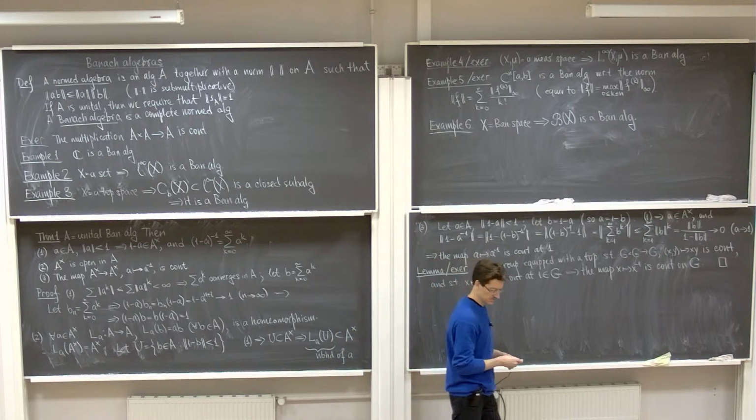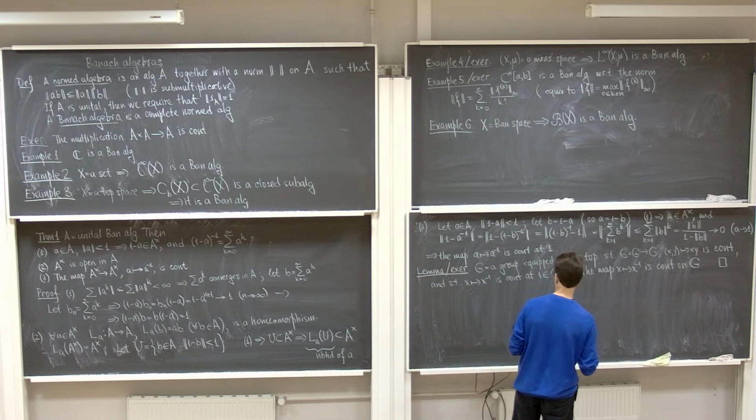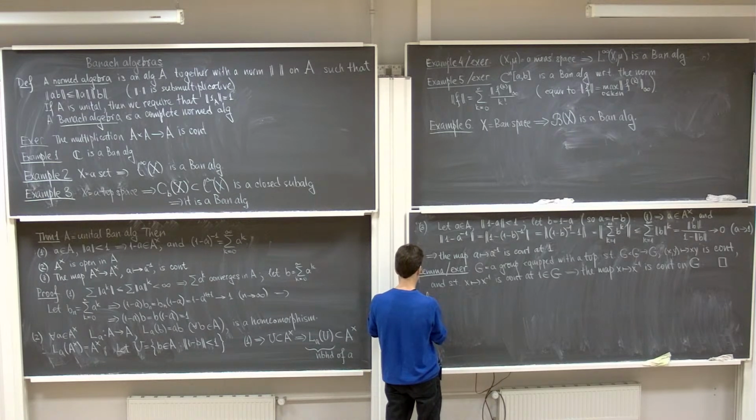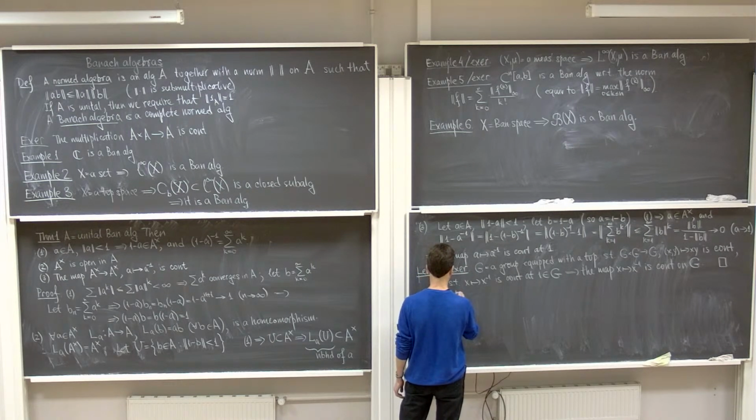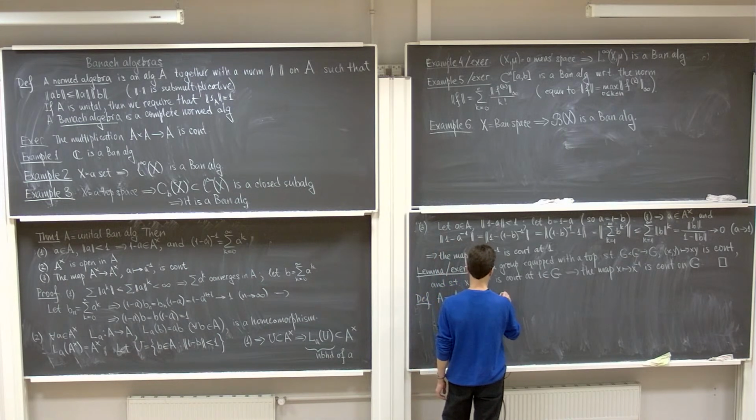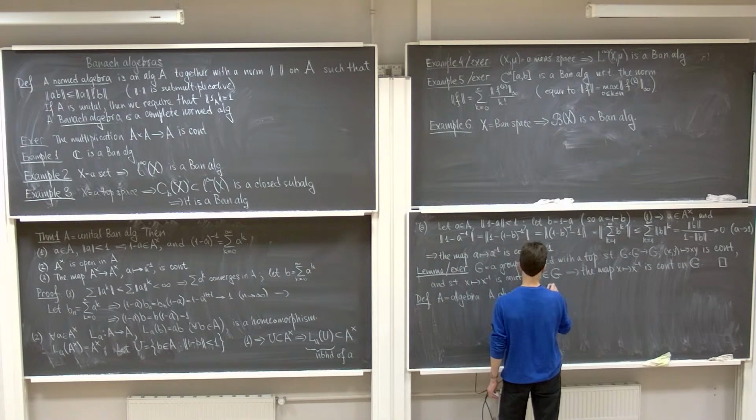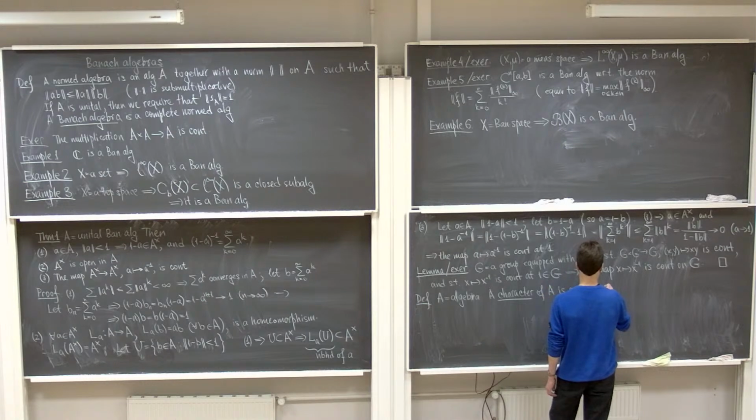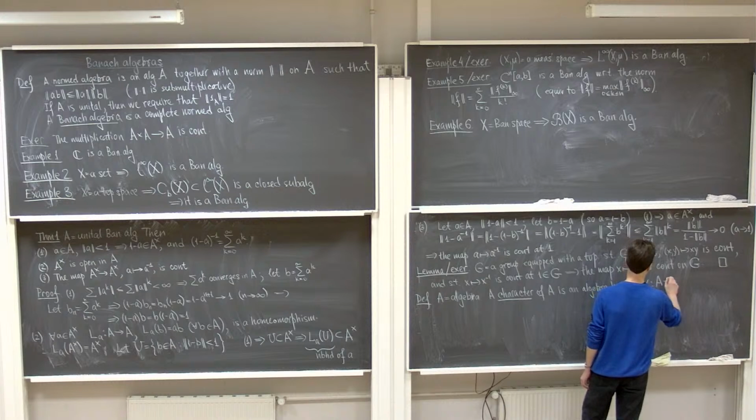Let's now apply this result. Well, first of all, we have a useful and nice corollary. First of all, let's give a definition. If A is any algebra, then a character of A is an algebra homomorphism, say chi from A to the complex numbers.